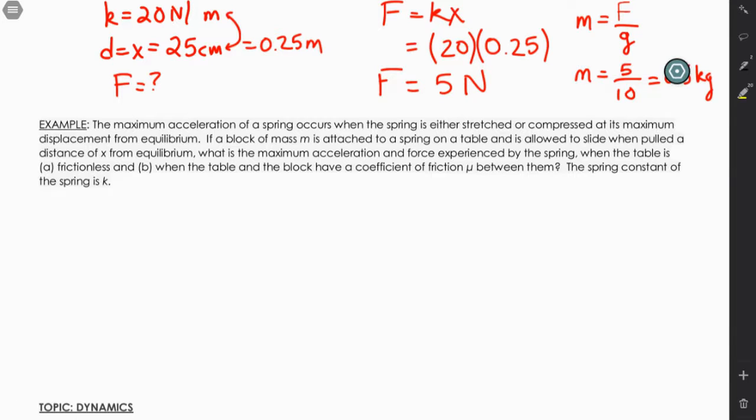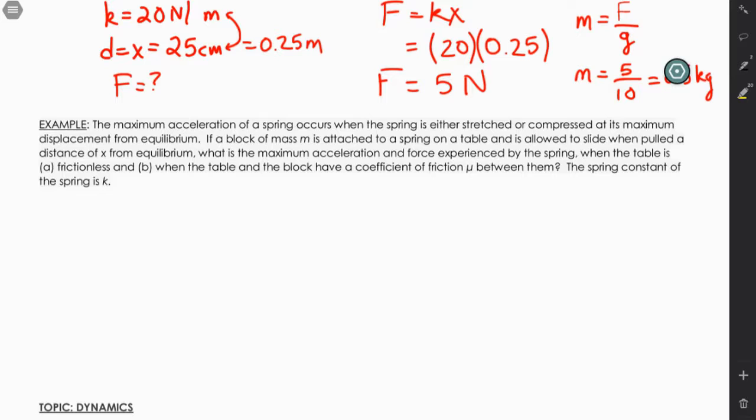If a block of mass m is attached to a spring on a table and is allowed to slide when pulled a distance of x from equilibrium, what is the maximum acceleration and force experienced by the spring when the table is A, frictionless, and B, when the table and block have a coefficient of friction mu between them, and the spring constant of the spring is k.